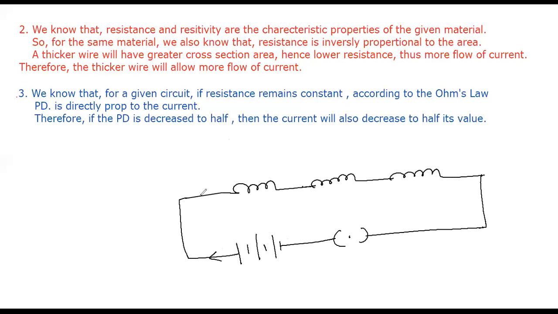I want to connect the ammeter. Where should I connect the ammeter? In series, anywhere. Anywhere I can connect the ammeter. So this was the positive terminal, this was the negative. Positive comes and connects with the positive of the ammeter.